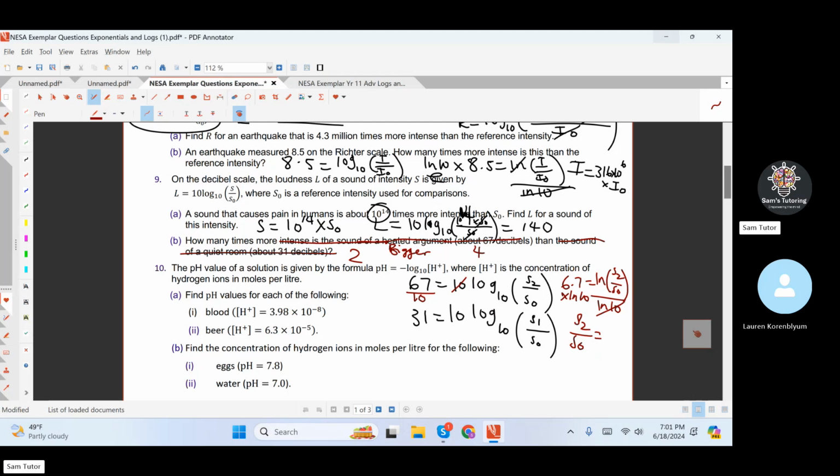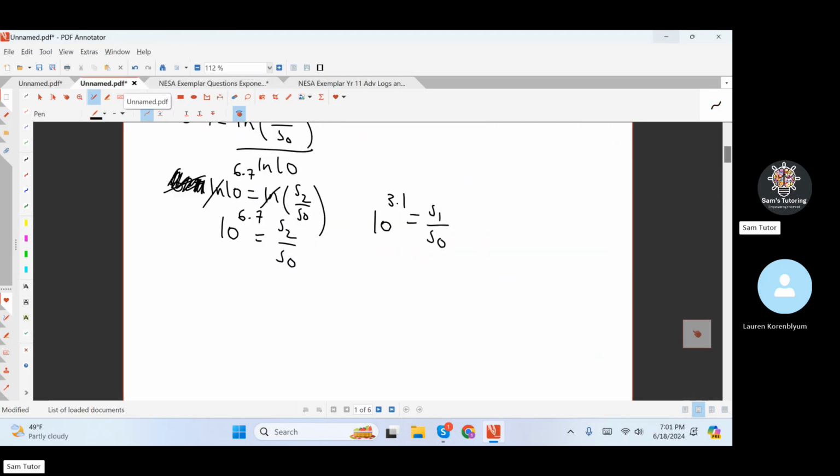So the heated argument would obviously be louder, so it'd be more intense. So therefore, you're going to say it's just larger than this one. So then the reference quantity. We'll find out. Do 10 to the power of 6.7 over 10 to the power of 3.1, and we'll see if we get the right answer. 3,981, which I think was the answer.